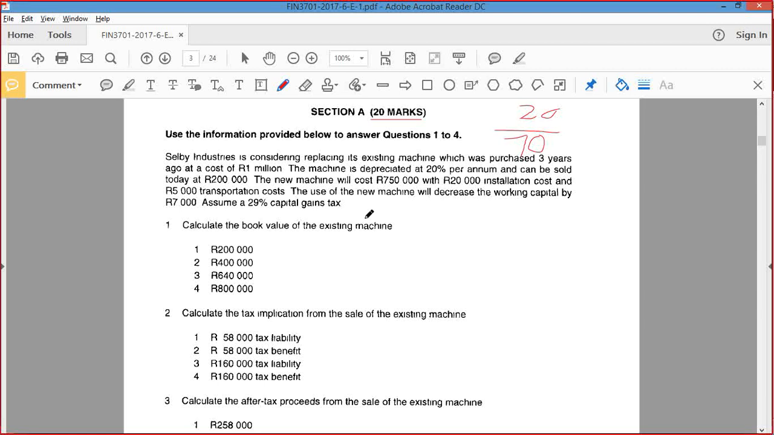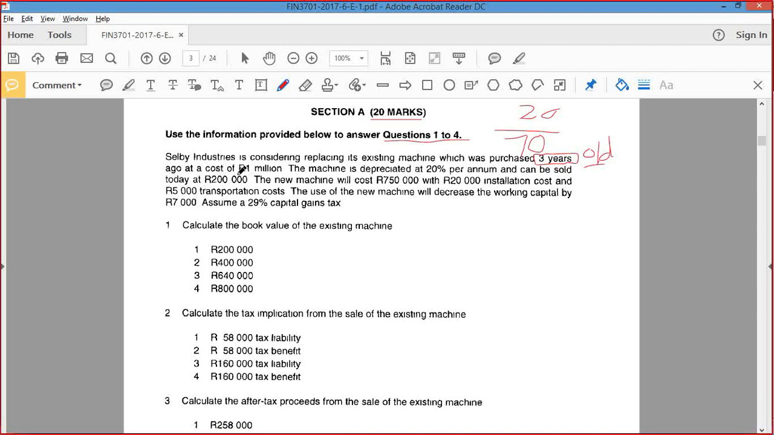Okay. Right. So when you approach a question like this, you'll see there's four parts, but you'll see they speak generally in terms of the existing machine. Okay. So Cell B Industries is considering replacing its existing machine, which was purchased 3 years ago. So these are things that you should highlight. Why? Because it's part of the calculation. So now we know this is a 3-year-old asset. Okay, timing is important because you may or may not have to work out the book value depending on how much they want in the actual question.